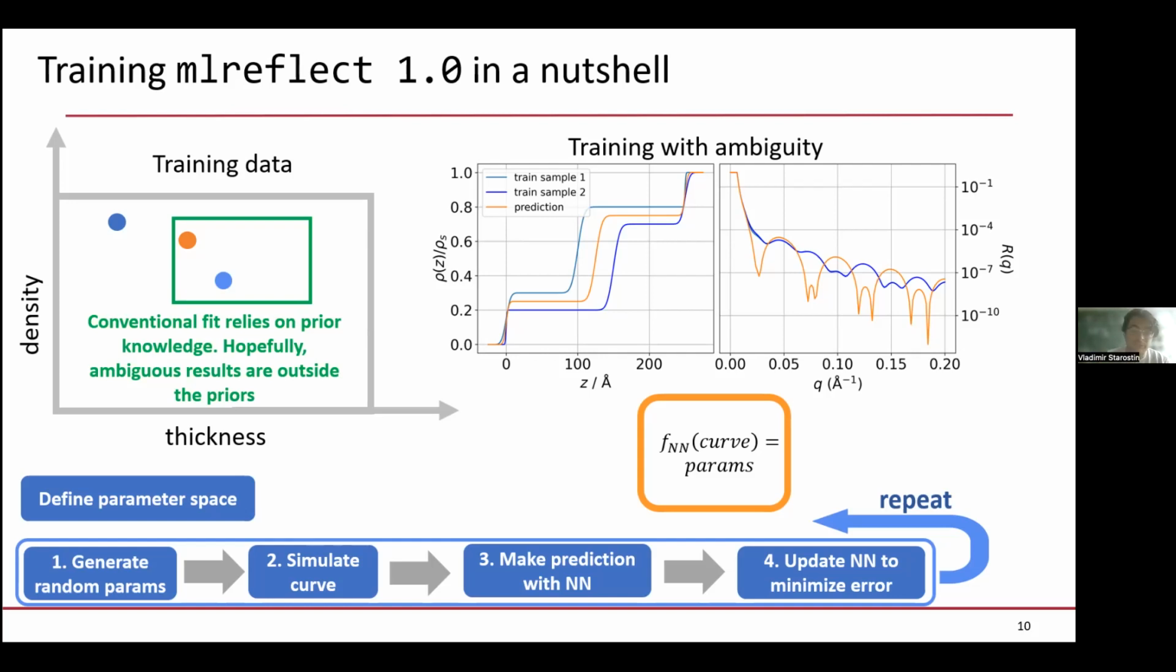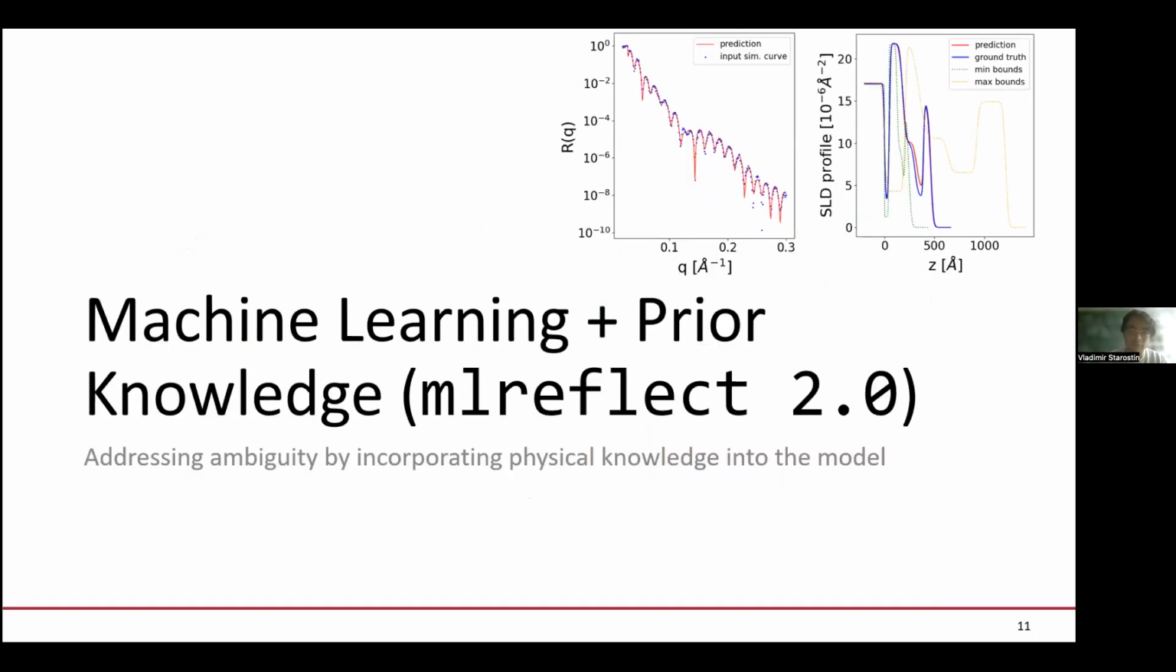The question is, can we use this idea with neural networks? And that leads us to this MLReflect 2.0, right? So the next iteration of our software with prior knowledge included in the pipeline.